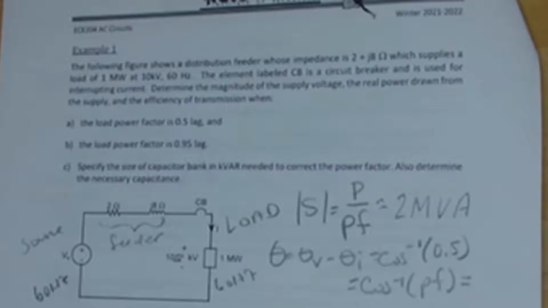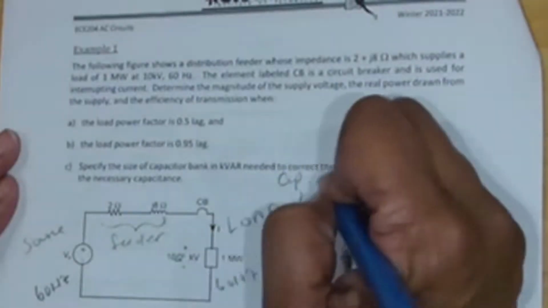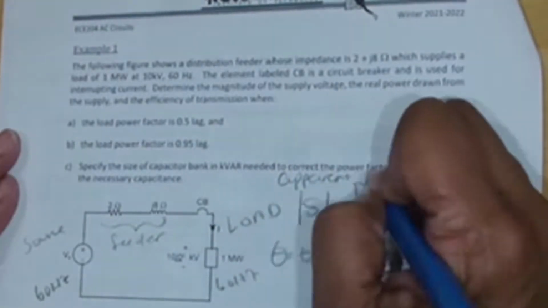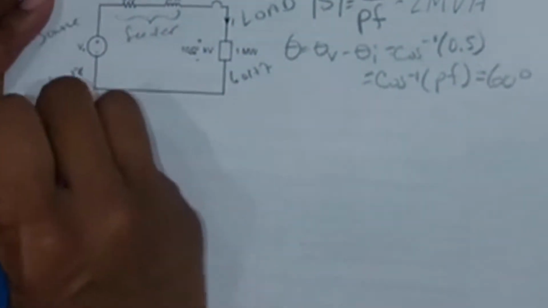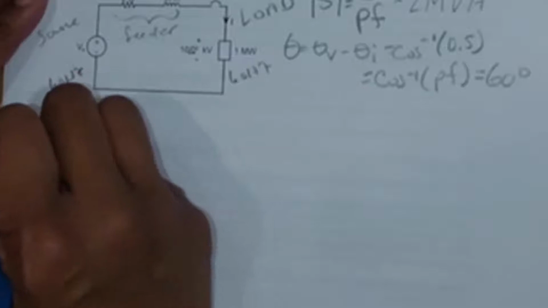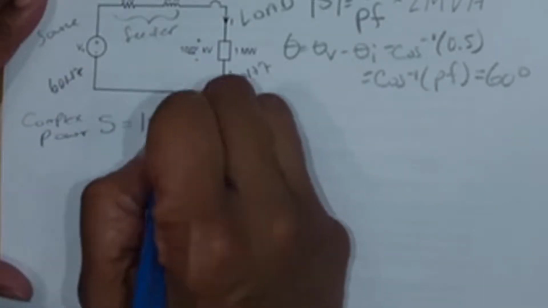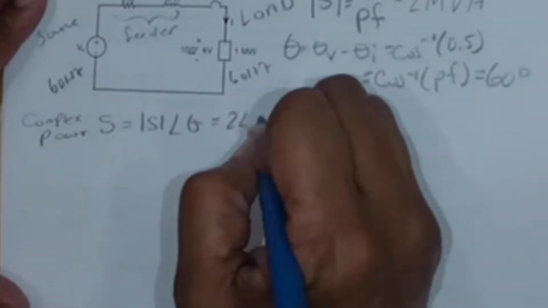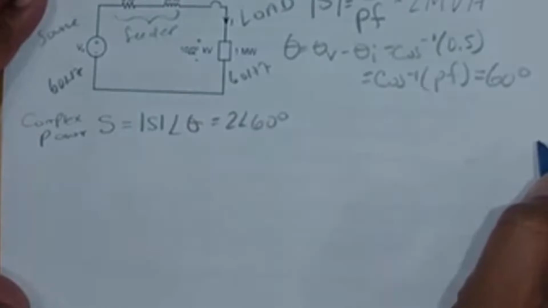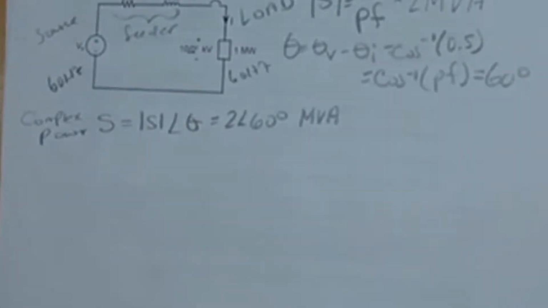So what is that angle? 60 degrees, right? So our apparent power was 2 mega VA. So our complex power, which is S, is the magnitude of S and the angle of theta. So that's 2 with an angle of 60 degrees mega volt amperes.